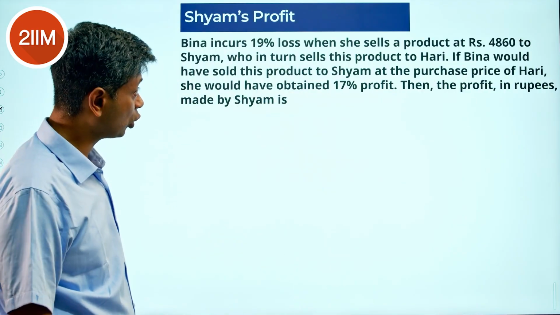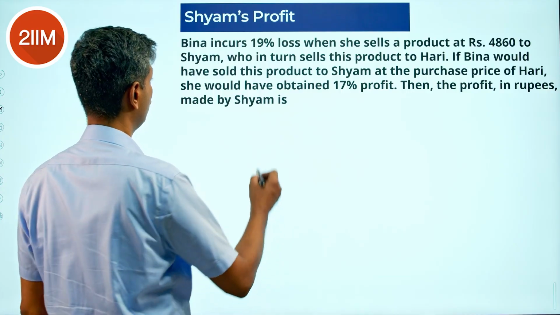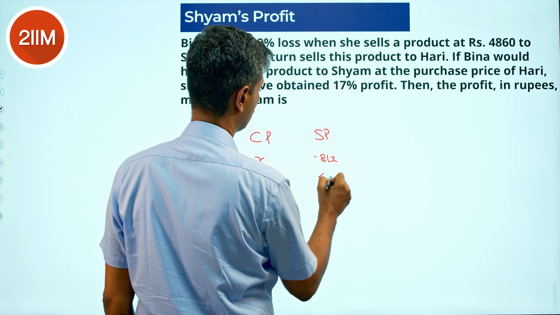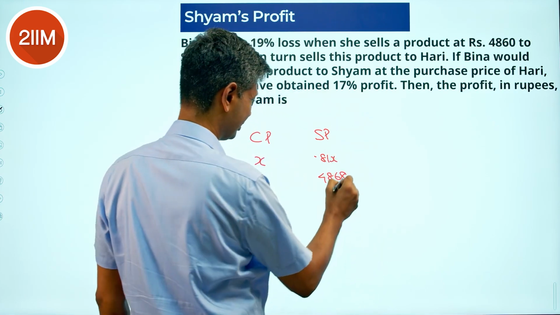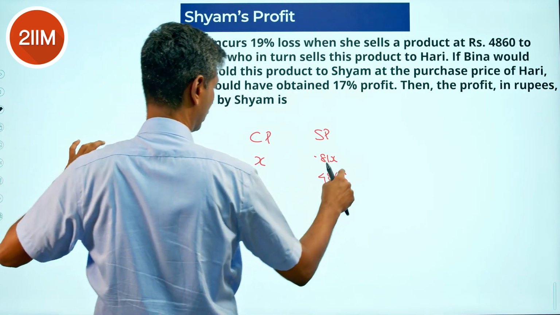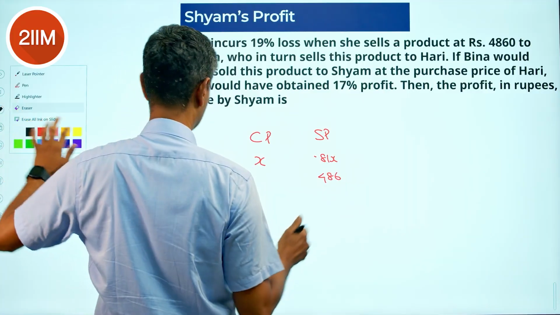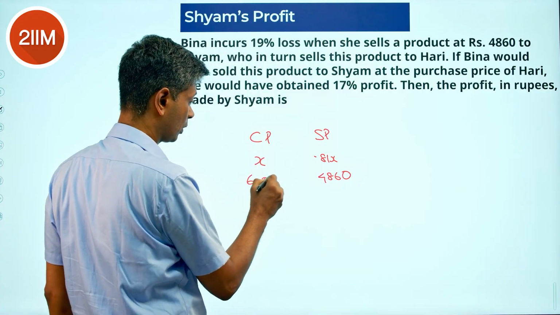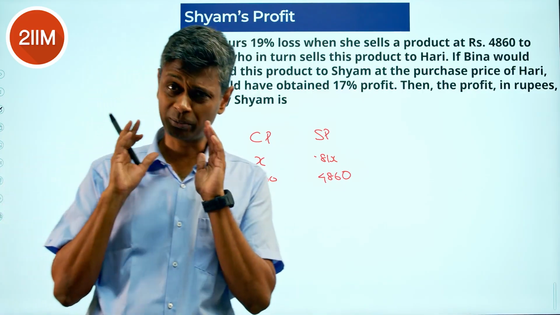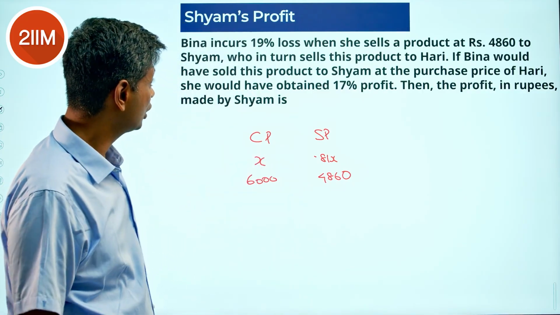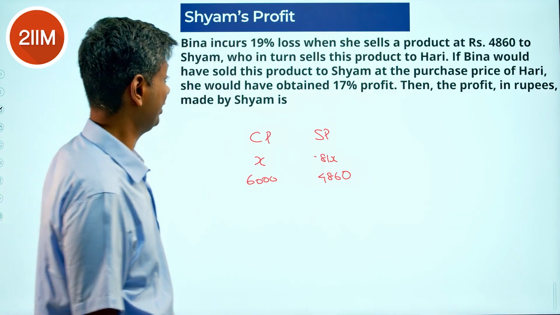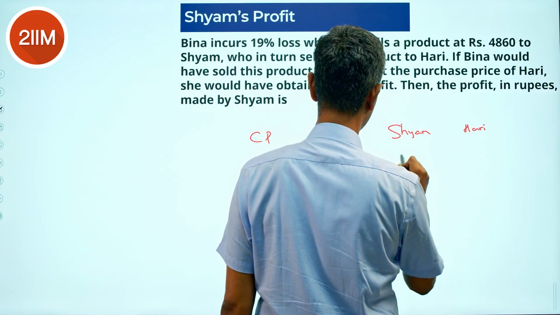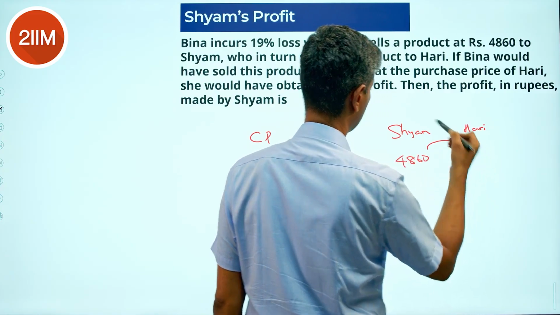Bina incurs 19% loss when she sells a product at 4860. Cost price is x, selling price is 0.81x, which is 4860, which works rather well, because I think 81 into 6 is 486, so x is 6000. Nice. It really helps if we have some numbers plugged in first. To Shyam, who in turn sells this product to Hari. So Shyam sells to Hari. Shyam buys at 4860 and sells at some other point.